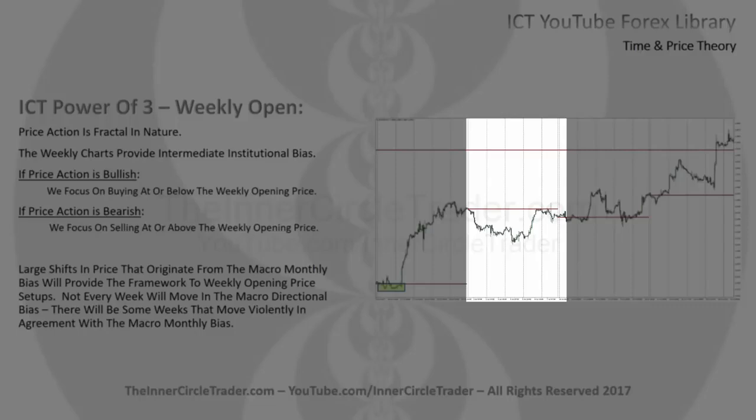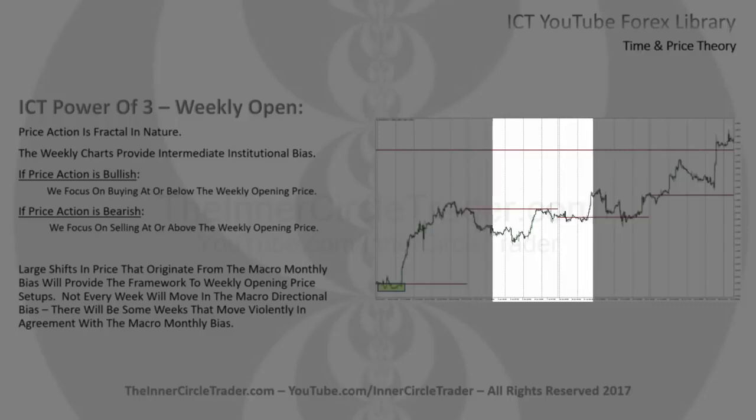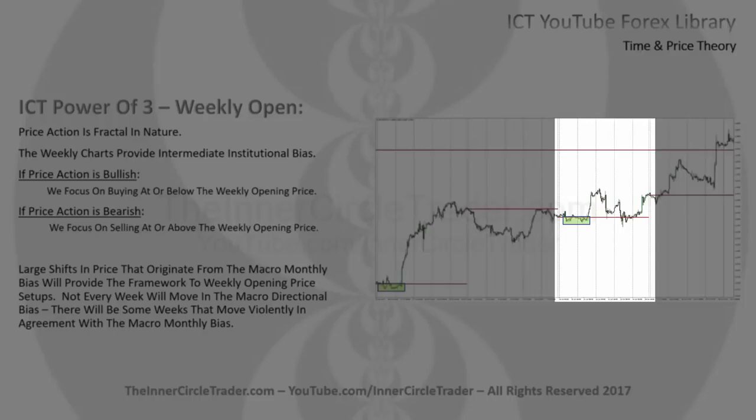The following week, after a retracement and slight consolidation, we're going to have another opportunity where price shows a willingness to show buying strength below the opening price of the weekly range.